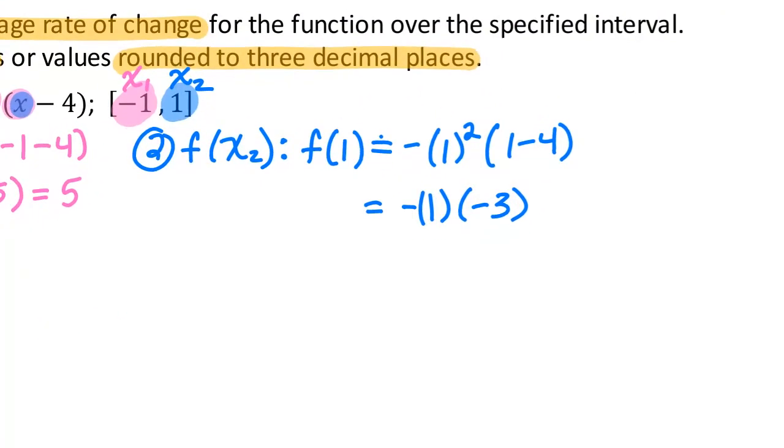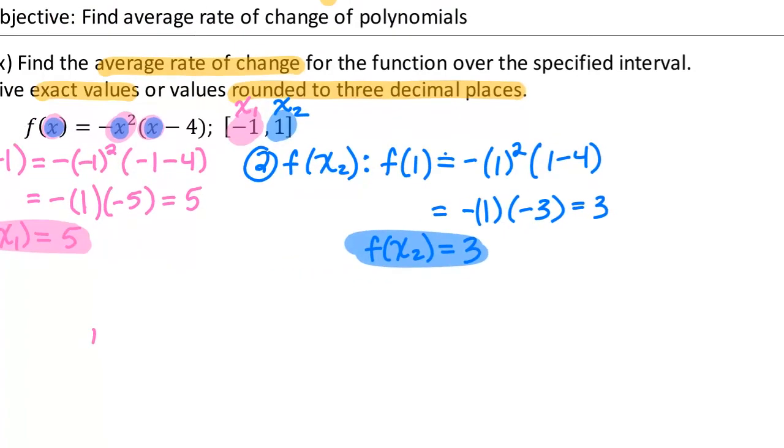And so when you calculate those, this is going to be a negative 1 times a negative 3. So what do we get? Positive 3. So then I know that f of x2 is going to be positive 3. And I'm going to need that one again. So I'm going to highlight this one because I know that I'm going to need it. That's my f of x2, which is going to be 3.